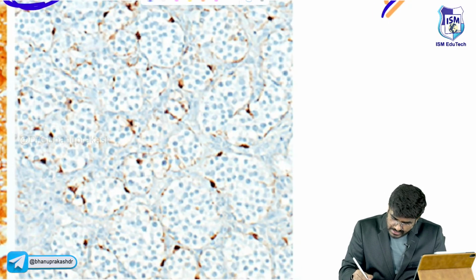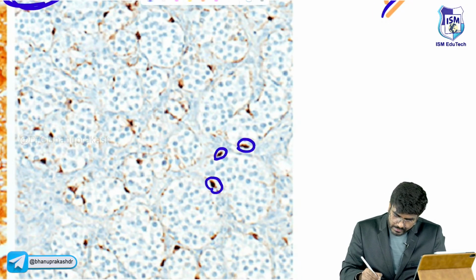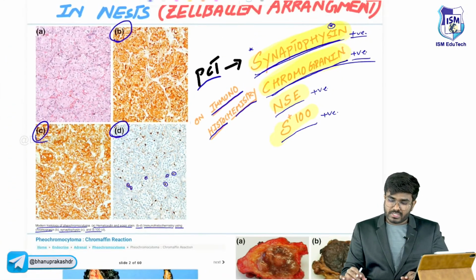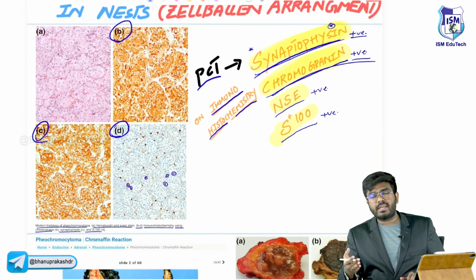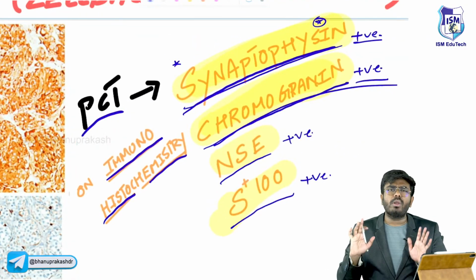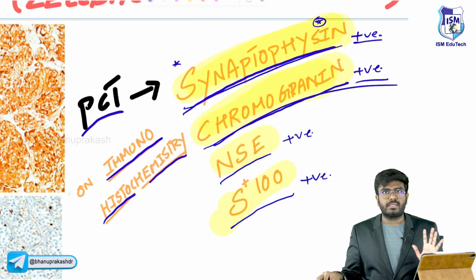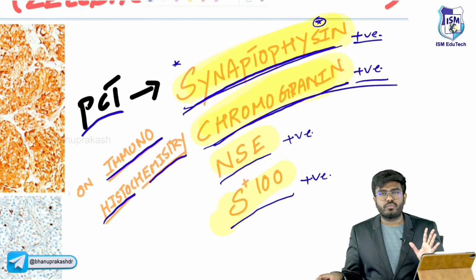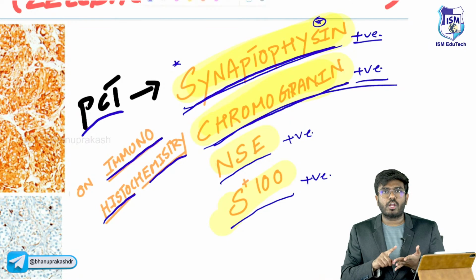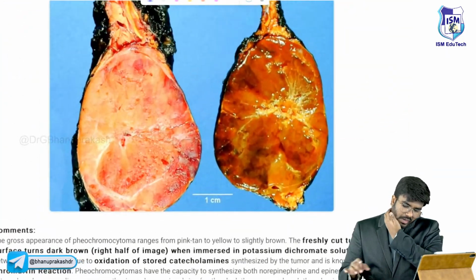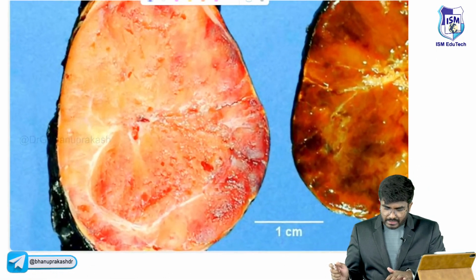Here you can see the sustentacular cells having S100 positivity. So synaptophysin, chromogranin, non-specific esterase and S100 positivity. In your exam, they will only ask you the histology: the Zellballen pattern, with tumor cells surrounded by sustentacular cells. Immunohistochemistry will come positive for synaptophysin, chromogranin, non-specific esterase and S100. Done.